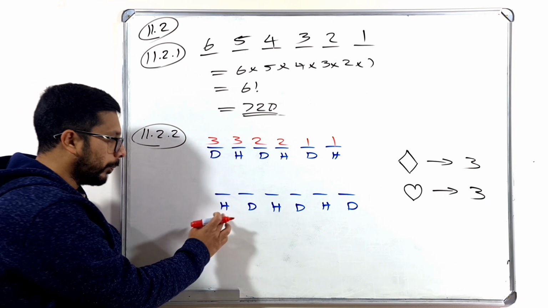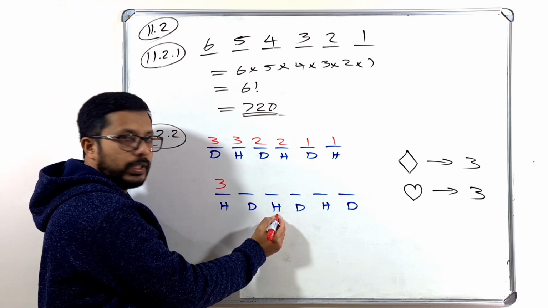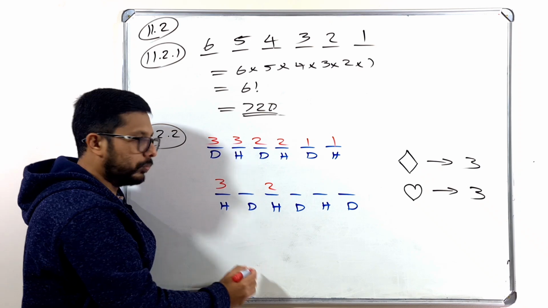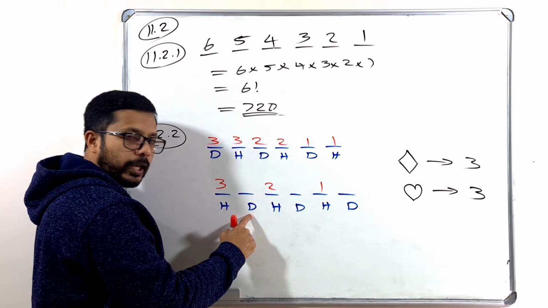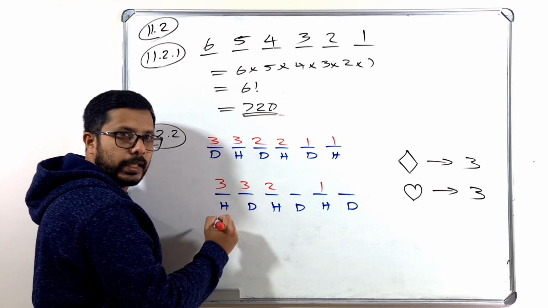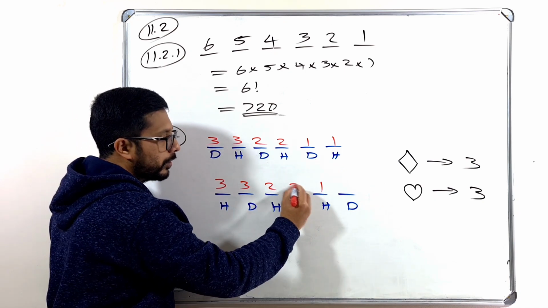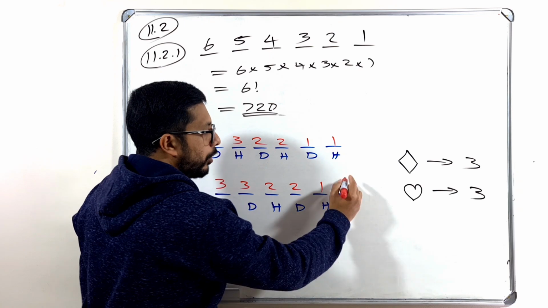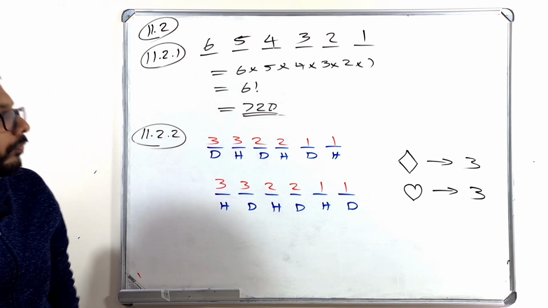Okay, so the same applies here. First one, heart, how many options? 3. For this heart, how many options? 2. For this heart, how many options? 1. For this diamond, how many options? 3, because there are 3 diamonds. For this diamond, how many options? 2. For this diamond, how many options? 1.